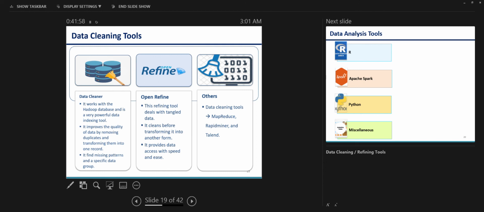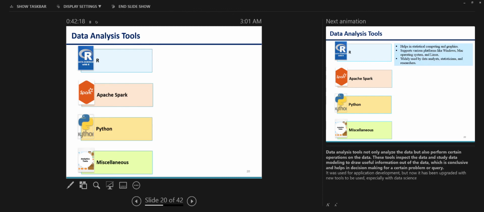OpenRefine is a tool that deals with transient data and cleans it before transforming it into another form, and it provides data access in a fast and easy way. Other data cleaning tools include MapReduce, RapidMiner, and Talend, and there are some more tools as well.